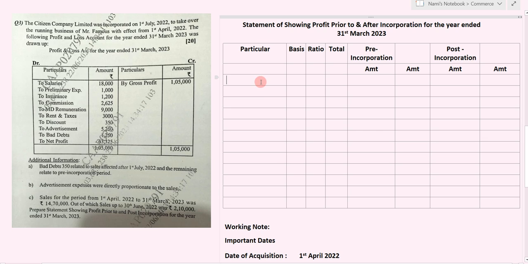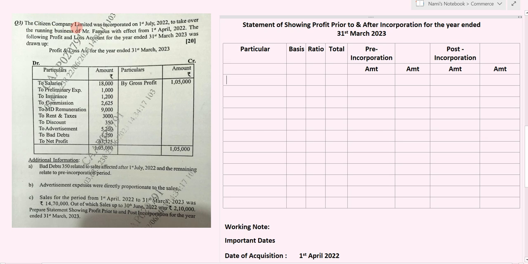I am Namita Mane. In today's video, let us solve one example of profit prior to incorporation and profit after incorporation. This example was asked in SPPU examination. The total marks for this example was 20 marks. So the example is on the screen.